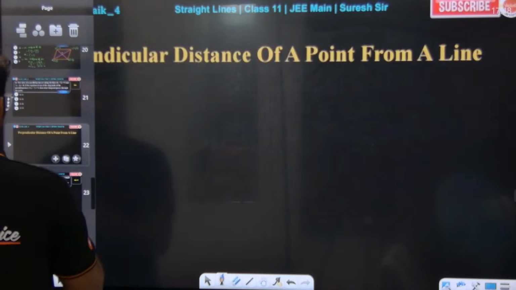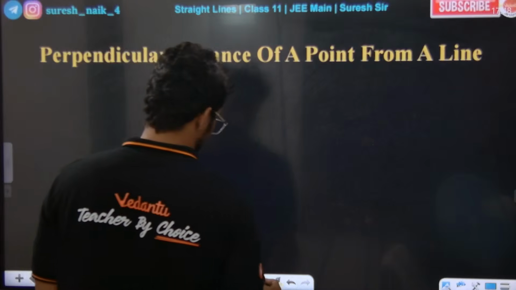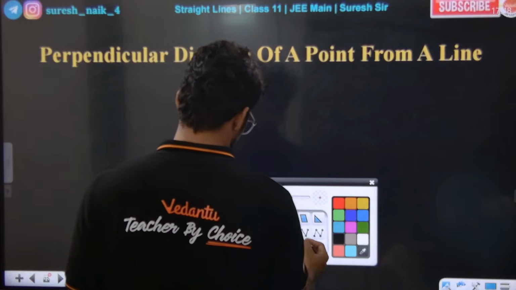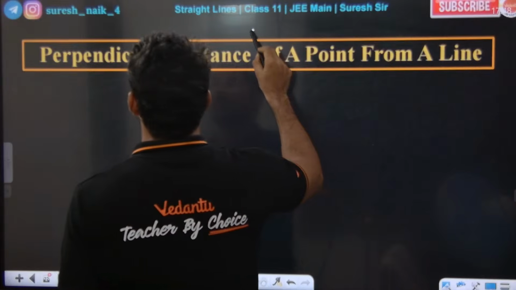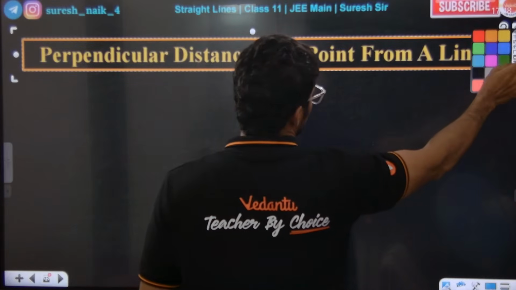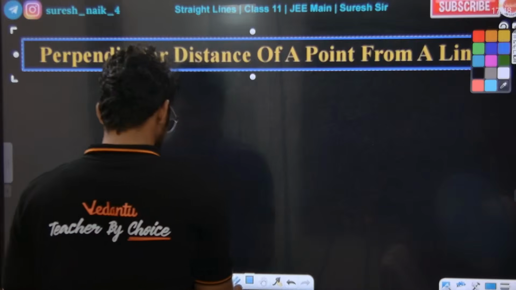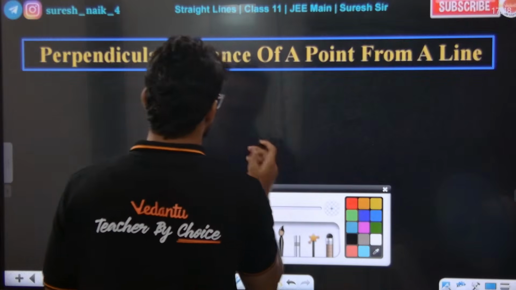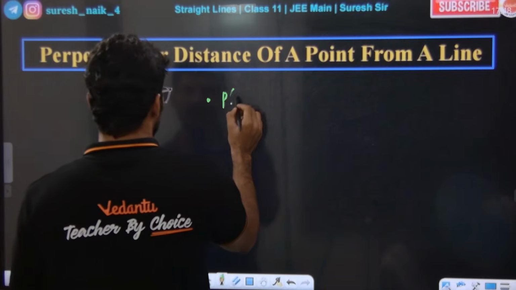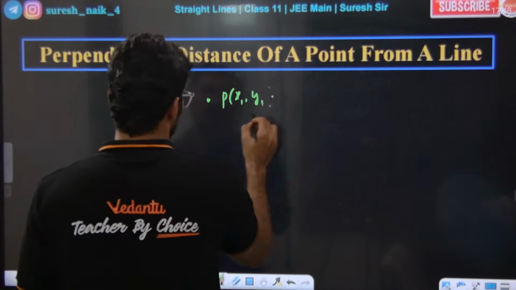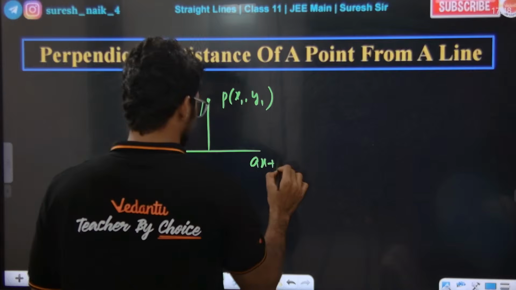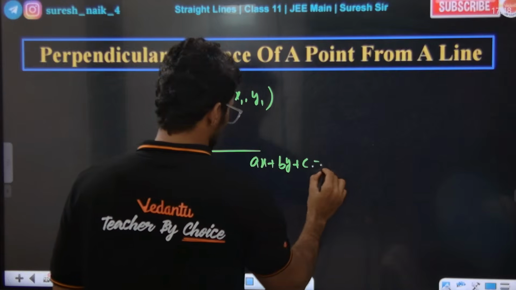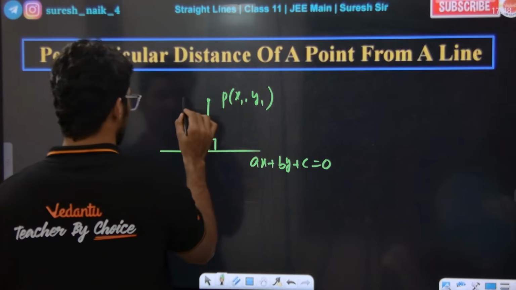Sir, next, perpendicular distance of a point from a line. Perpendicular distance or shortest distance, whatever they ask in the exam, we always have to use the same formula. Sir, what does it mean, sir? There will be a point, named x1 comma y1, which they will give you, and this is the line they will be giving us, ax plus by plus c is equal to 0. We have to find the distance.